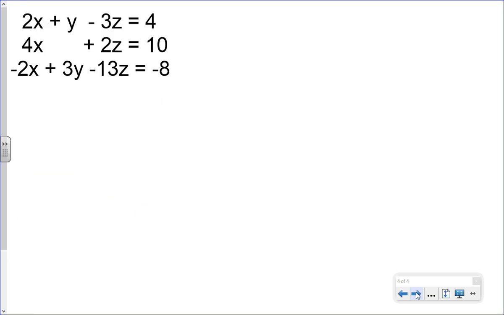All right, this is our last example. I want to look at what happens when we have that case of infinite solutions. That looks weird?